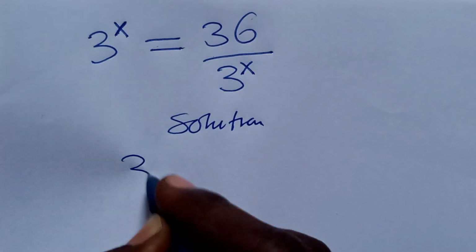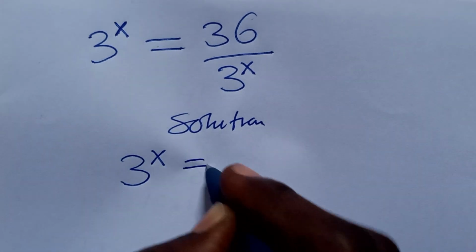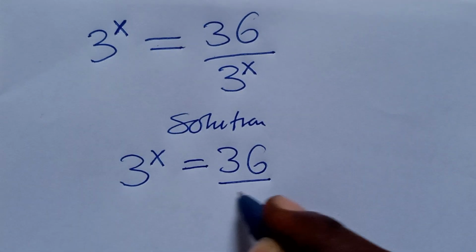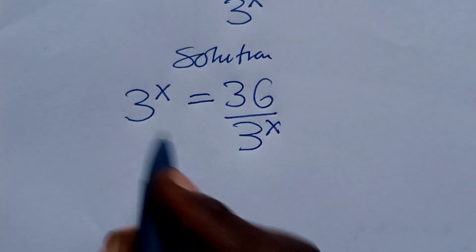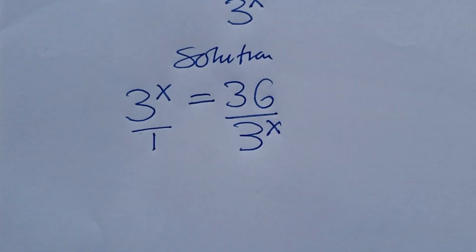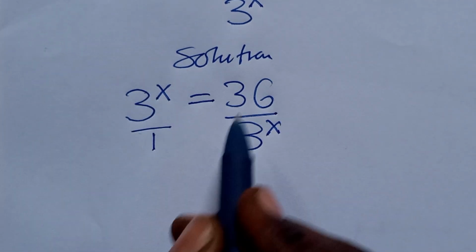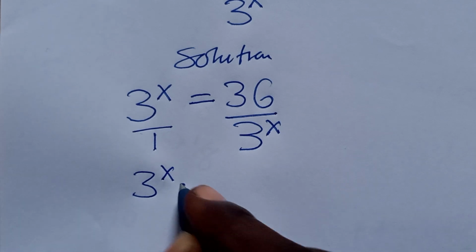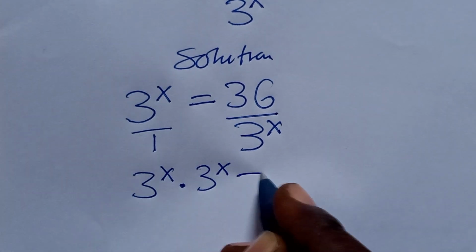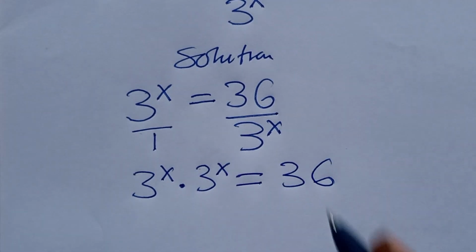Writing down our question, we have 3 to the power of x equal to 36 divided by 3 to the power of x. This is the same thing as writing it over 1, such that we cross multiply: this times this and this times this. So now 3 to the power of x times 3 to the power of x equals 36.